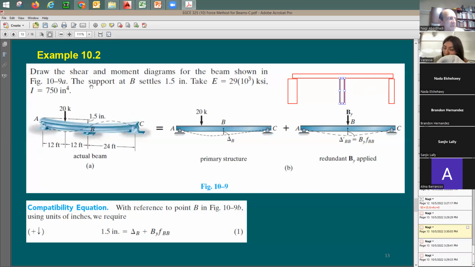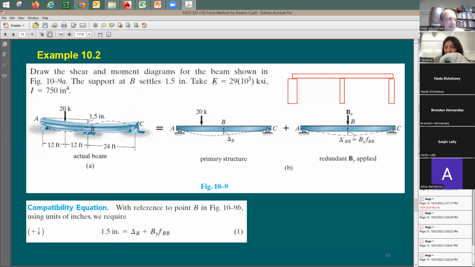This is why it says here, the support at B settles, which means it's going to be moving down. By how much? It says 1.5 inch. So you're taking this beam with you down. When you're taking it down, it means that you're going to be causing more compression on the top. You're going to be changing the moment distribution, right?